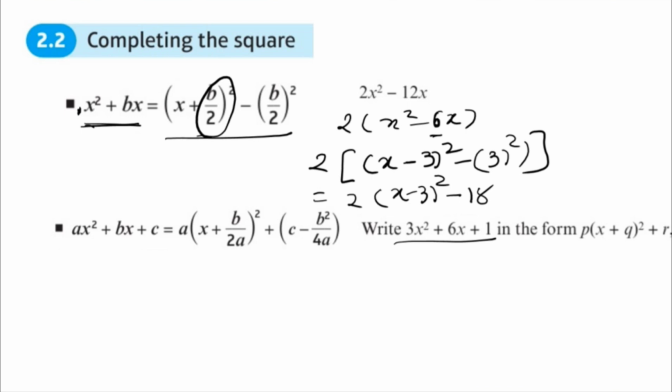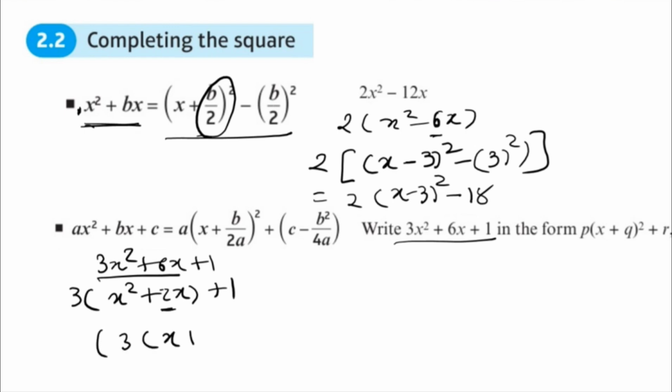Keep c separate. For example, 3x squared plus 6x plus 1. Take these two terms and take 3 out as a common factor. So x squared plus 2x, plus 1. Now this is our b. Divide it by 2, which gives you 1. So 3 into x plus 1 whole squared minus 1 squared, because it's b over 2 squared. Complete the bracket, because 3 is not multiplied with 1, so we have to keep 1 separately.